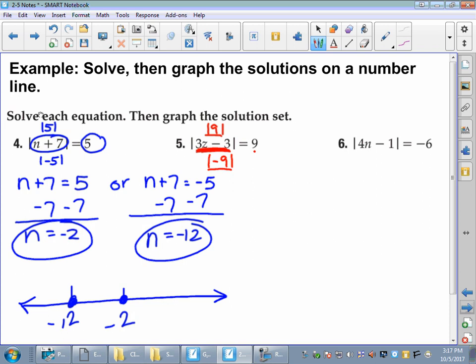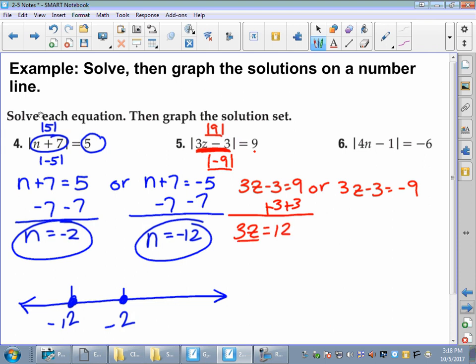So those are our two equations. 3z minus 3 equals 9, or 3z minus 3 equals -9. I'm running out of room. I'll probably put 6 on the next slide. So when I solve this, it's two equations. I'm going to add 3 to both sides. 3z is equal to 12. Divide by 3, divide by 3. Z is equal to 4.